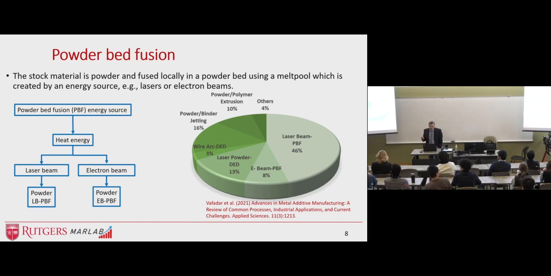And then the others, you can see directed energy deposition, either by using laser powder or wire arc, and binder jetting. Just today, I saw in your lab that you were using a binder jetter, right? Okay, so powder polymer extrusion, and also because the powder metal is maybe encapsulated inside the polymer. And then there are others.